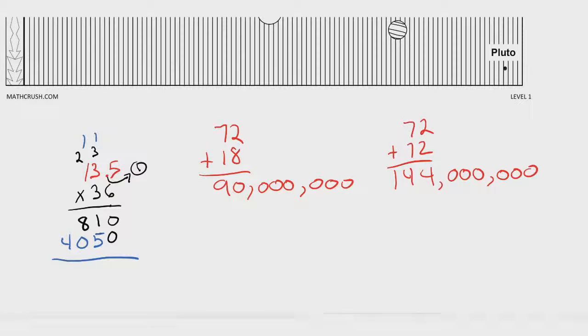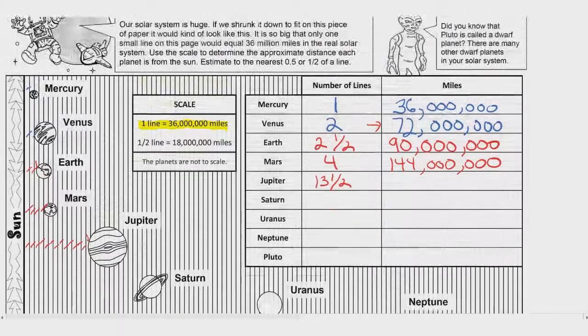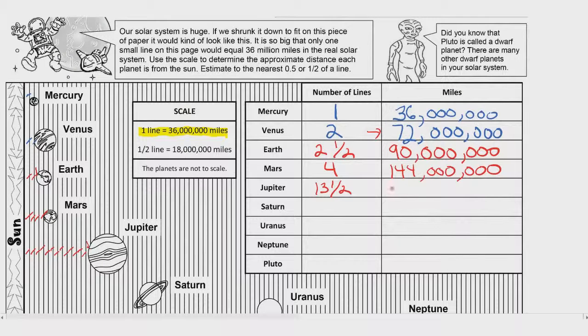And if I add all this together, I get 0, 6, 8, and 4. But I got to put the decimal back in, so I put it right there. So really, we get 486. Then I have to put in the 6 zeros. 1, 2, 3, 4, 5, 6. So we get 486 million miles. Wow, we're getting far.